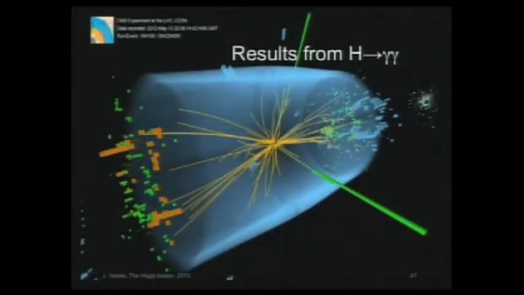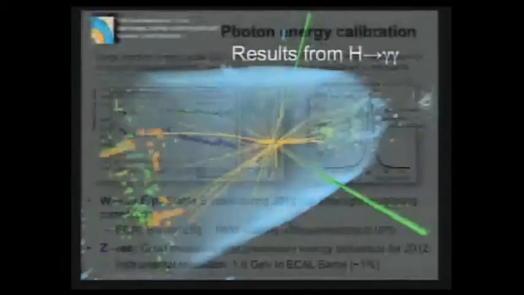Now, coming to the results. This is one of the events that is a candidate of a Higgs decaying in two photons. This is one collision, and I have a number of particles of low energy, so they are deflected by the field, and then I have here these two spikes that correspond to very large energy deposits in crystals of the calorimeter, and this energy corresponds to the two photons. One photon went there, another photon went there.